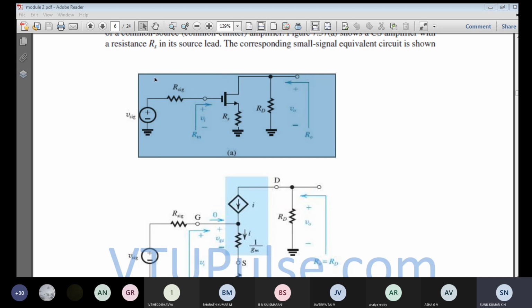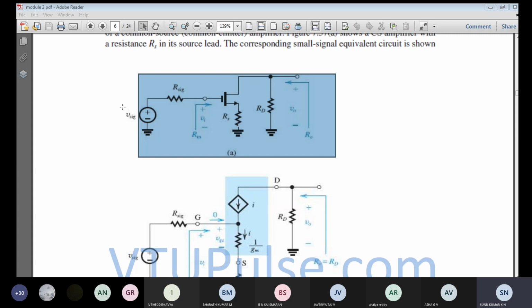And between the drain and source, you are going to have a constant current that is flowing, which is the current that will be controlled from the gate to source, that is a voltage controlled current source. So that is the current that is flowing: Gm times Vgs. So this is the voltage controlled current source.